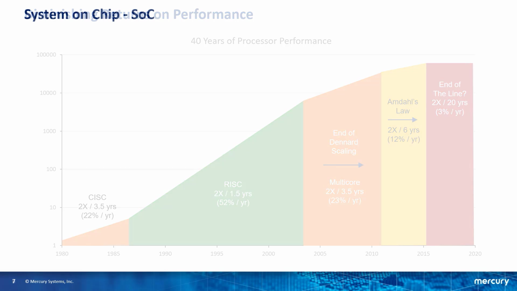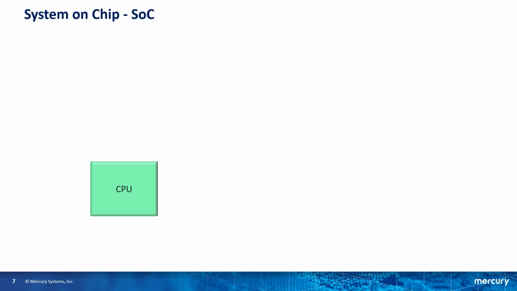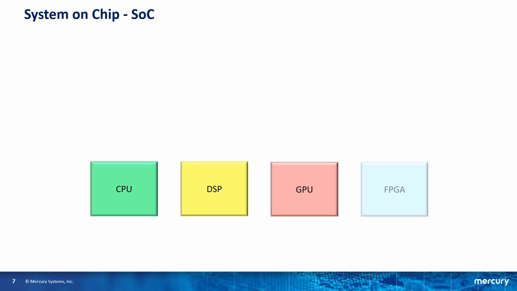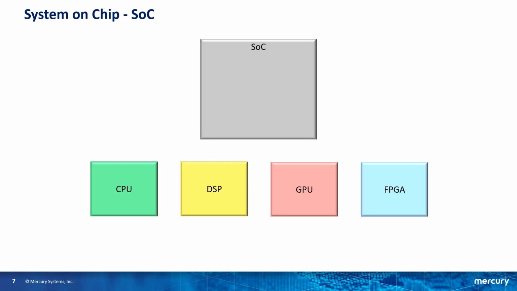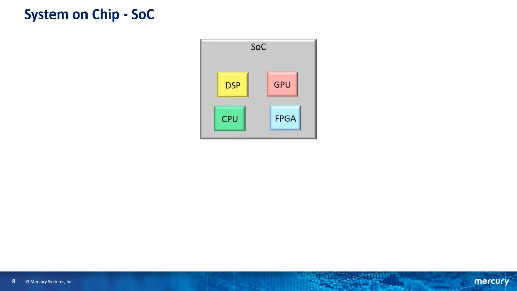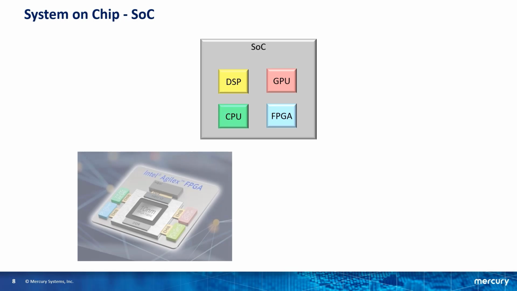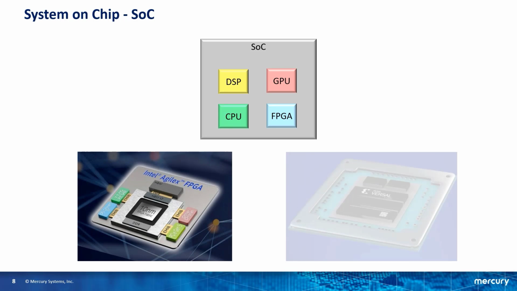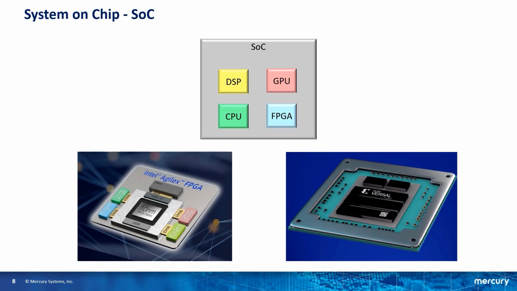Another approach is to use specialized processor architectures to match the requirements of specific algorithms and applications. In addition to scalar processing architectures like CPUs, more specialized architectures like vector processing elements, including DSPs and GPUs, and programmable logic found in FPGAs can be applied to specific processing tasks. We find IC manufacturers like Intel and Xilinx, now AMD, integrating different processor types into a single system on chip, or SoC, allowing a kind of best of all worlds type approach to high performance processing.